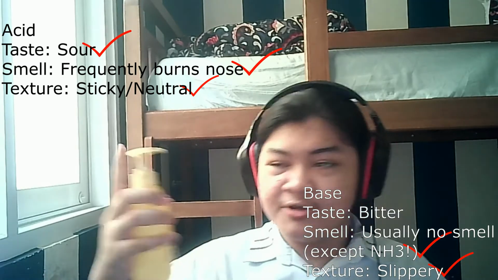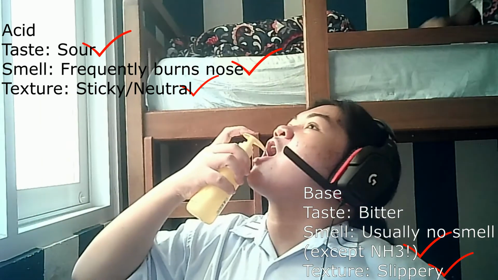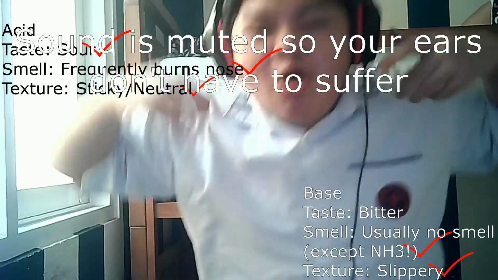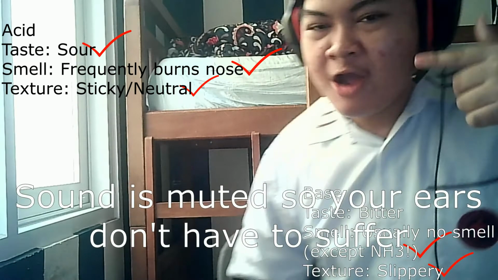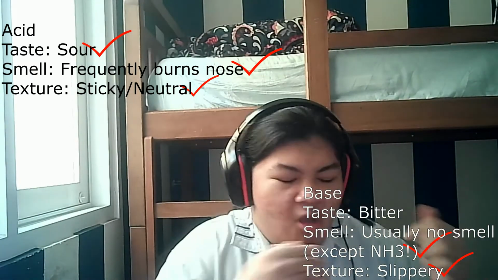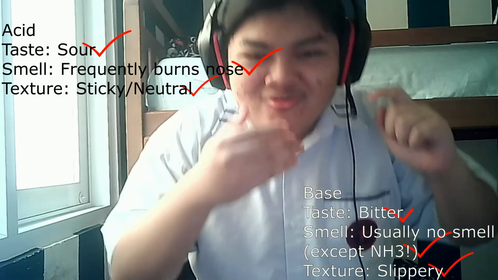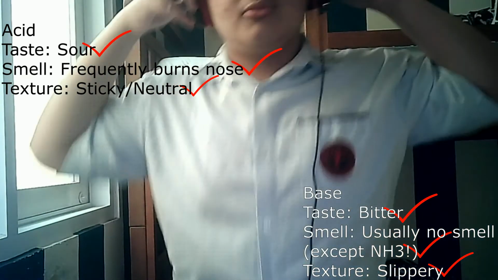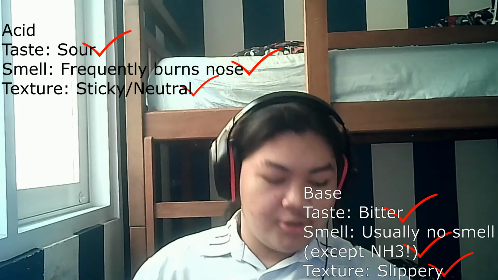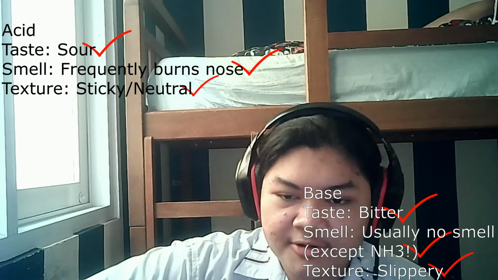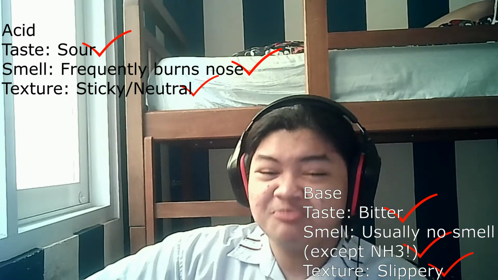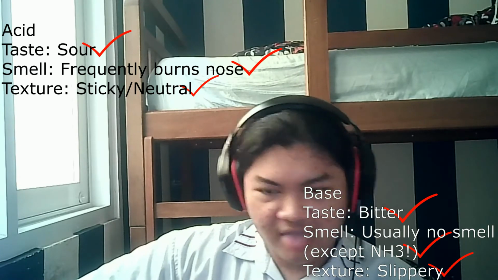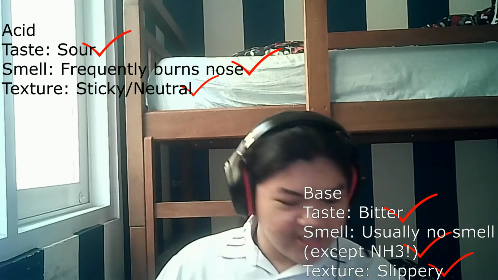Alright, now the base. So, the soap, which is usually around 11 on the pH scale, is bitter. It tastes bitter.